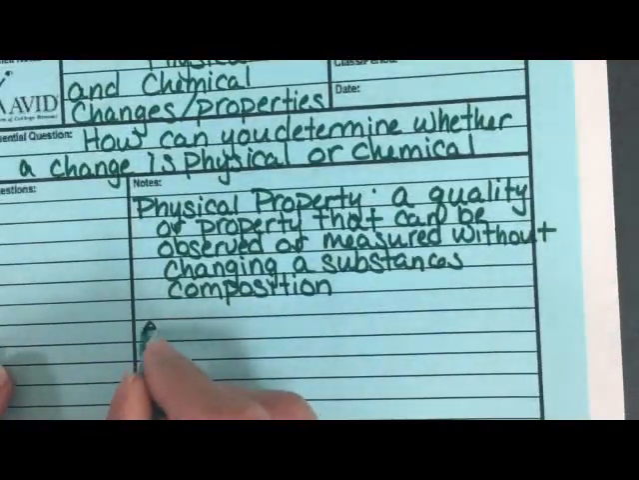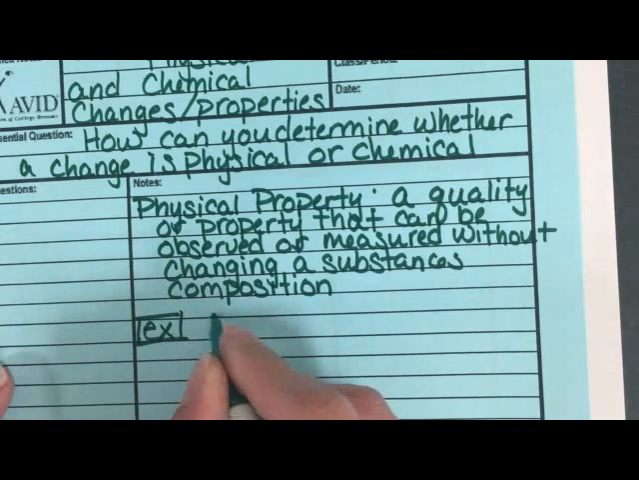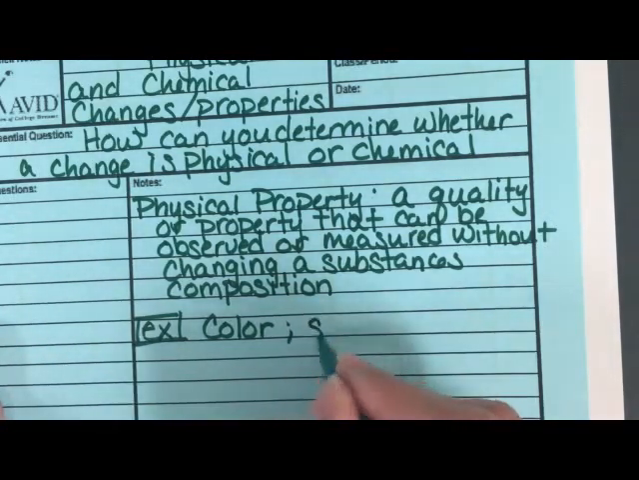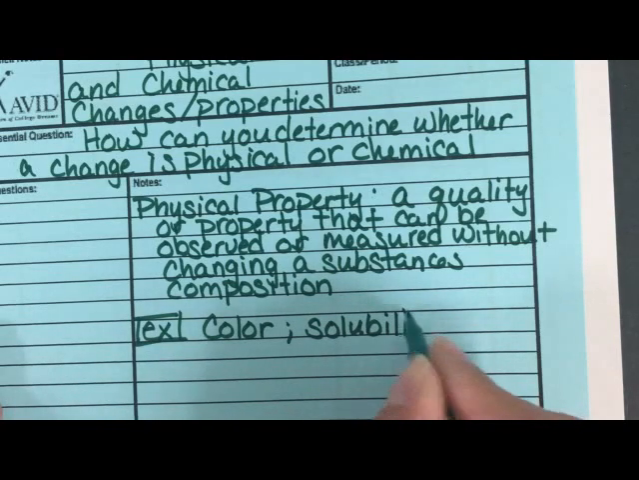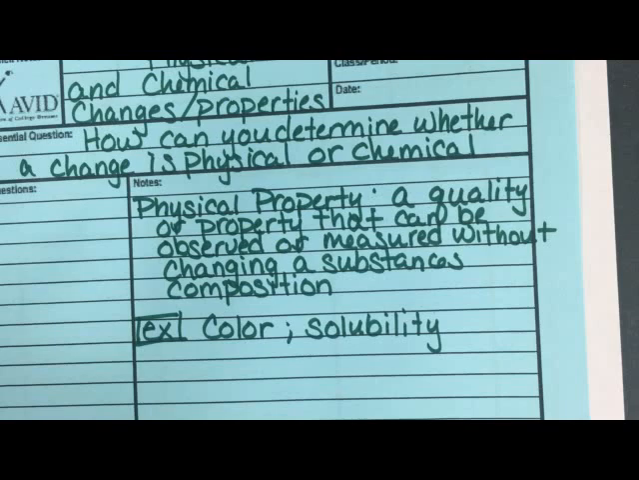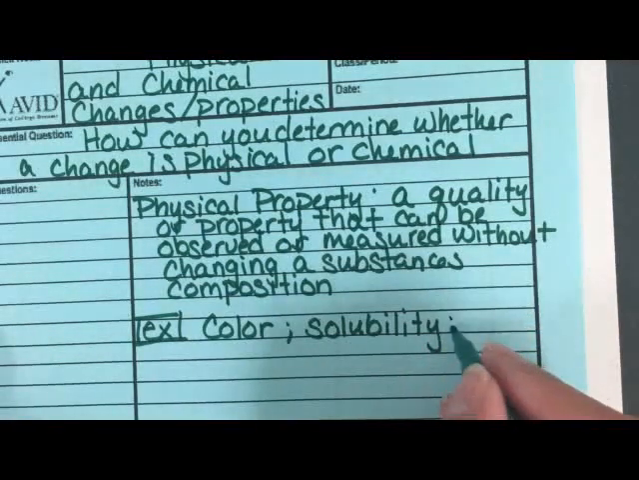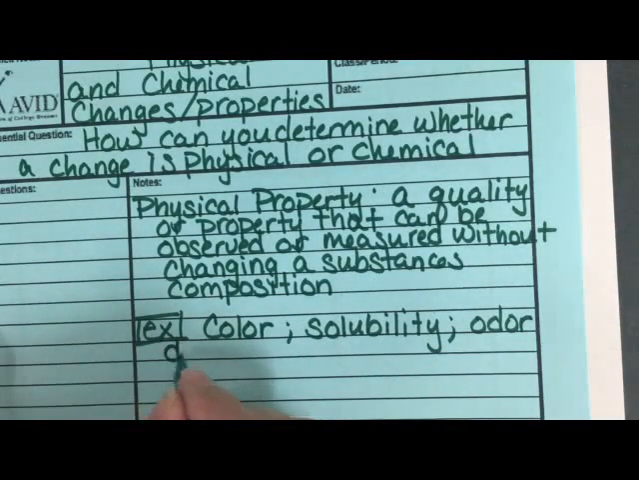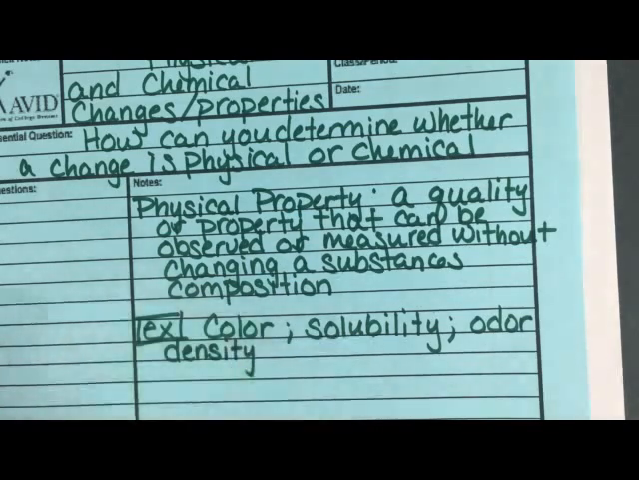So some of those things that we talked about that were physical properties are things like color. Red paper, blue paper, green paper, it's still paper. Solubility. Does something dissolve in something else? Odor. What does it smell like? Density. We're actually going to spend a lot of time learning how to calculate density later in this chapter. Hopefully it's something you're familiar with from middle school science, but I can measure the density of an object without making something new.